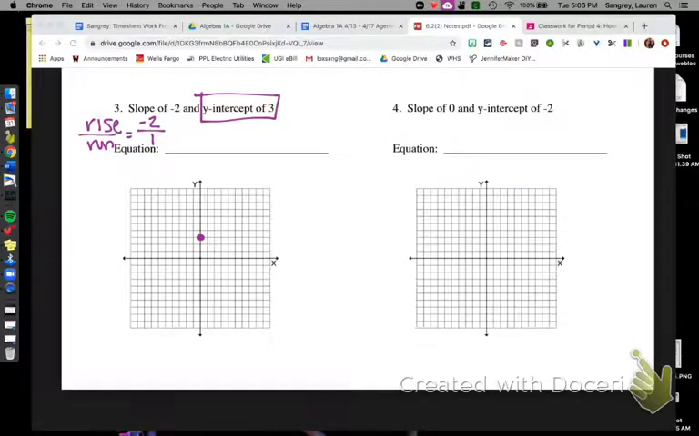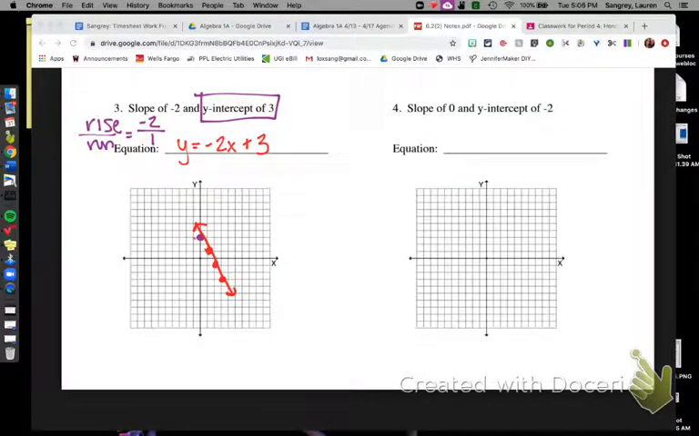So from the y-intercept, the purple point that I already have, I am going down 2 and over 1, making a dot. Down 2 over 1, down 2 over 1. Once I have at least 3, maybe 4 or 5 points, then I can connect them. Make sure you have the arrows on both sides, and there's your line. The equation is y equals -2x plus 3.